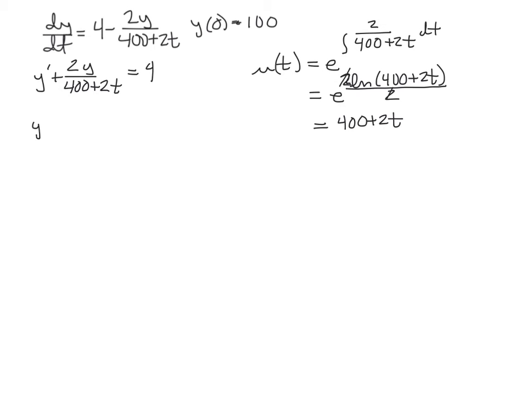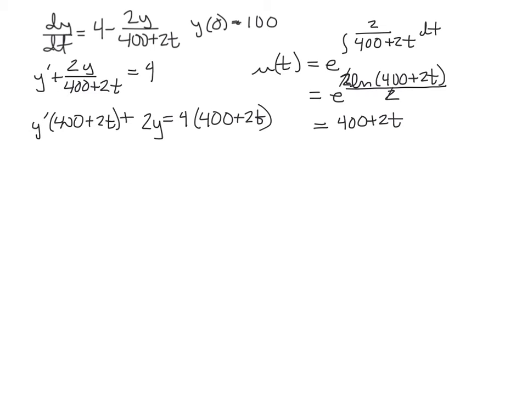Okay? So now let's multiply everything in this differential equation by that. So we have y prime times (400 plus 2t), plus, the (400 plus 2t)'s are going to cancel in this next term. Oh gosh, I've written equals, that's not right. I want a plus sign right there. So plus 2y, equal to 4 times (400 plus 2t).